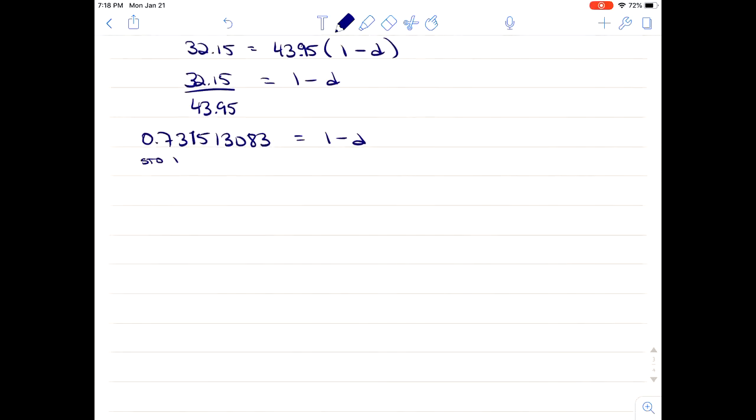And we want to solve for D, right? So we want to move the D over to one side and all the numbers over to the other side. Because I don't like dealing with negatives, I'm going to move this D over to the left-hand side and move my 0.7 over to the right-hand side. Right. So it becomes D is 1 minus 0.731513083.